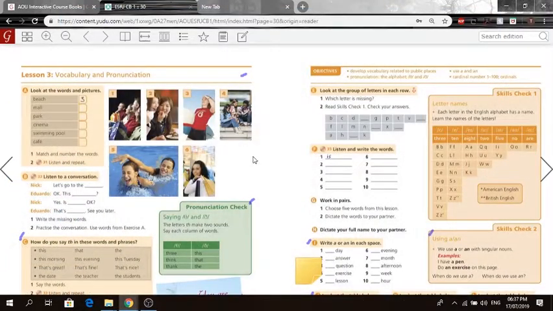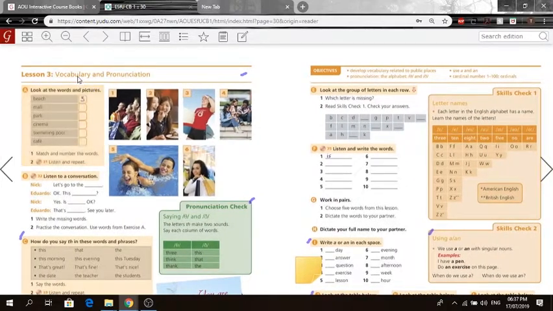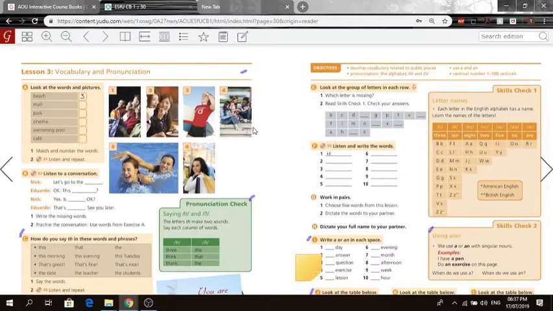Okay, everybody, so now moving on to lesson 3, the vocabulary and pronunciation. Let's just get right into it. So exercise A, look at the words and pictures. Here we have these 6 pictures, and these words correlate to these pictures, okay? So number 1's done for us, so beach is number 3.